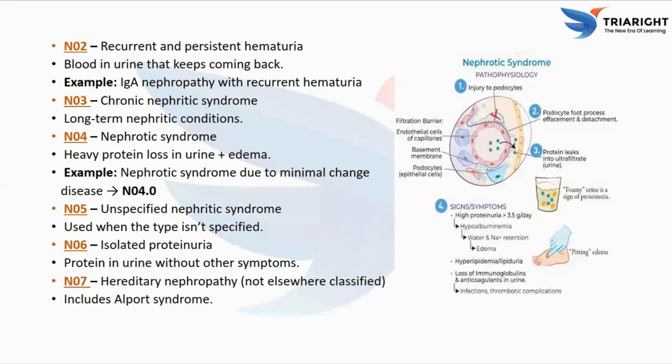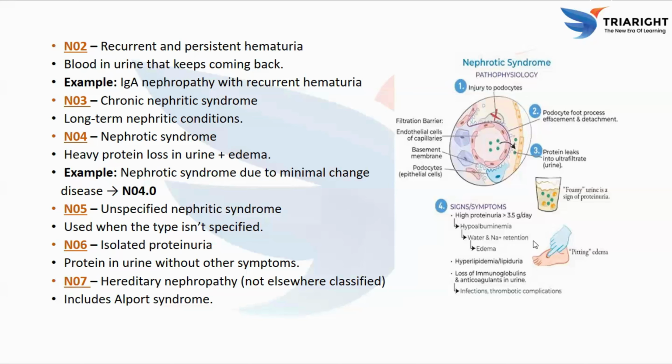Next is the N04 code, which describes nephrotic syndrome. Nephrotic syndrome is characterized by very heavy protein loss in the urine, so proteinuria more than 3.5 grams per day, and you can see edema, that is swelling, around the eyes, legs and abdomen. Also hypoalbuminemia, which is low albumin, and hyperlipidemia, high cholesterol, or foamy urine due to protein. There is also a risk of blood clots and infections.